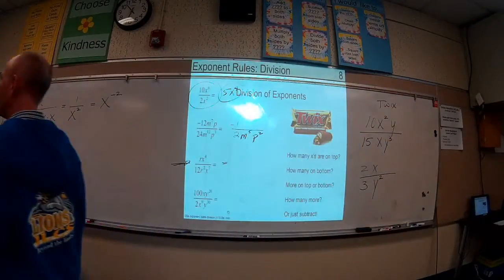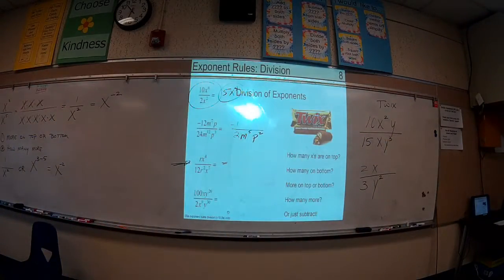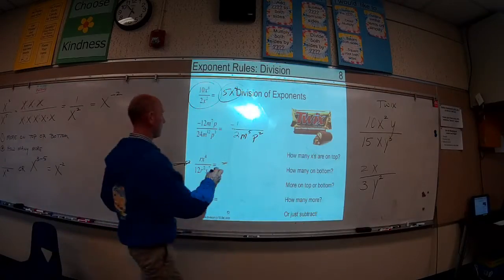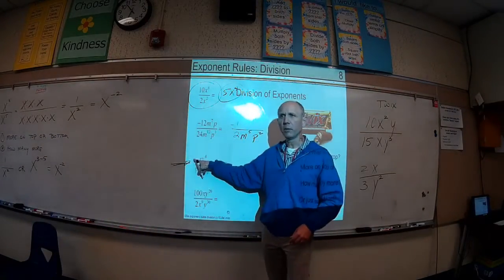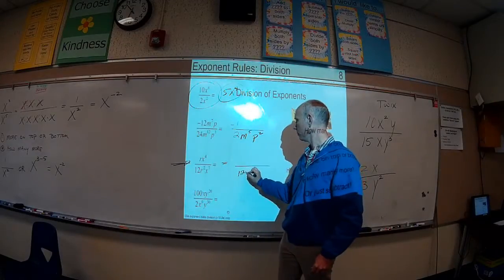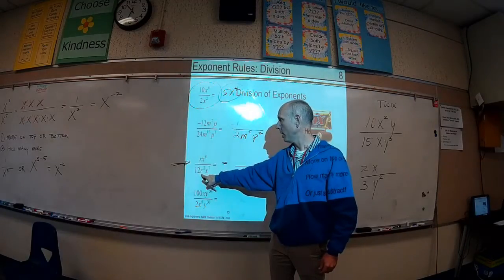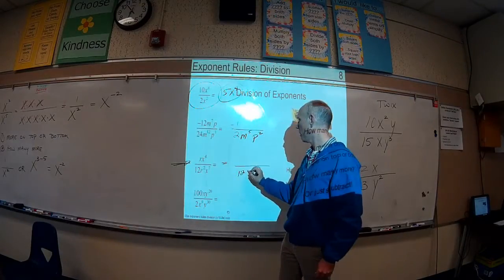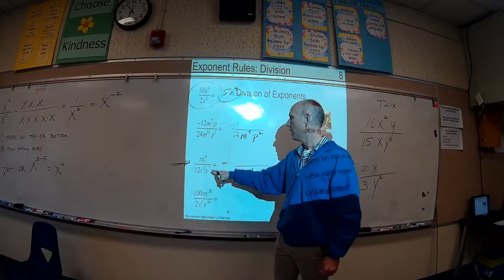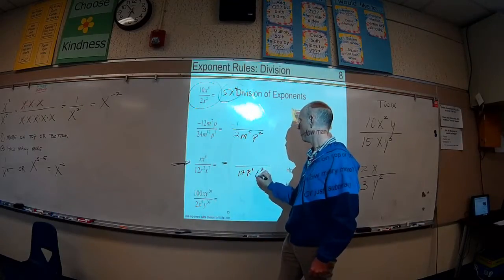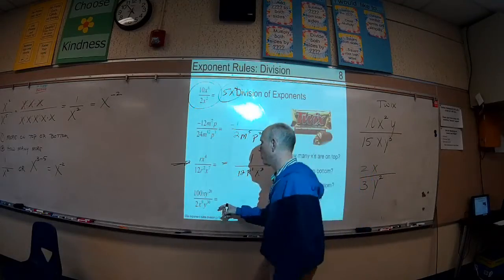First X to the 3rd. No, you didn't simplify your X to the 1st. Good. Should be 12. Does the 12 simplify with anybody? No. How many R's are on top? 4. How many R's are on the bottom? 2. More on the top or the bottom? Bottom. How many more? 1. X to the third. What do I need on top? A visible 1.